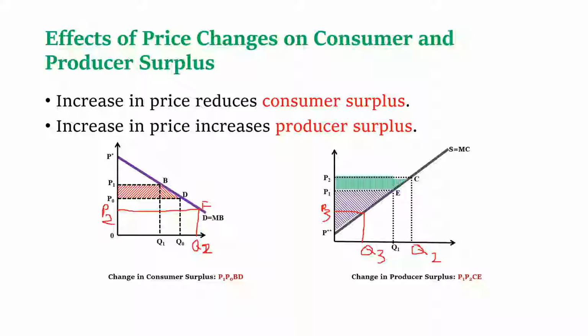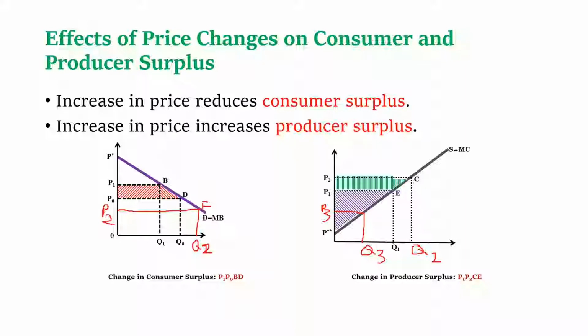Now, what will happen here is the producer surplus is going to change because of the falling price. Now, the producer or the seller is now worse off than before because it's getting less. It's experiencing a lower price for its product. So because it's getting less for its product, the producer is now worse off. The seller or the producer is now worse off.